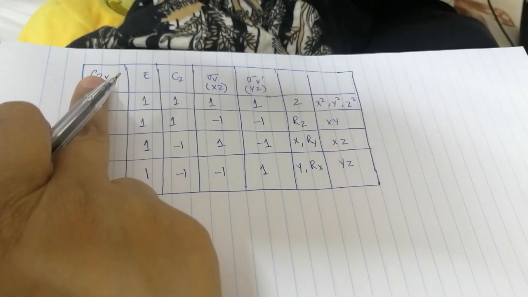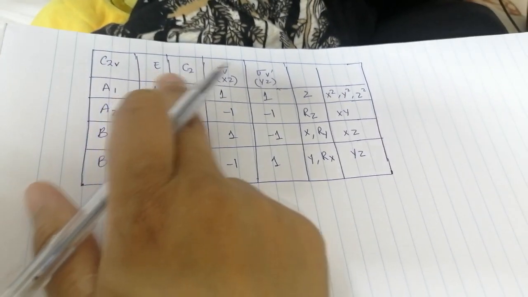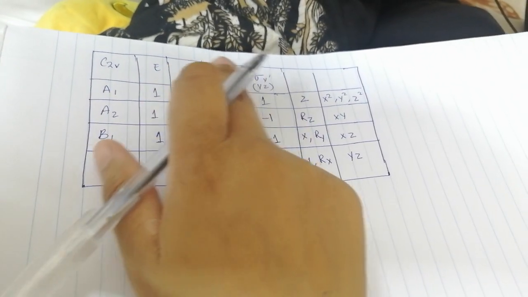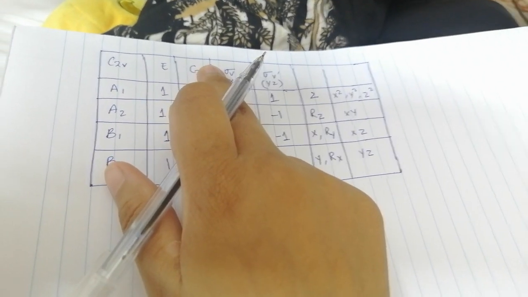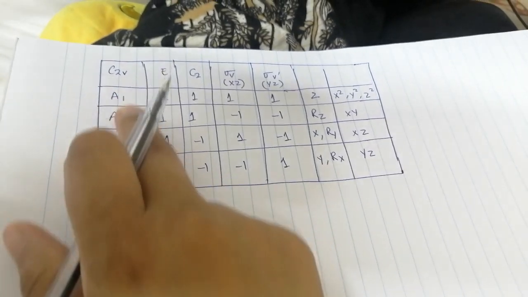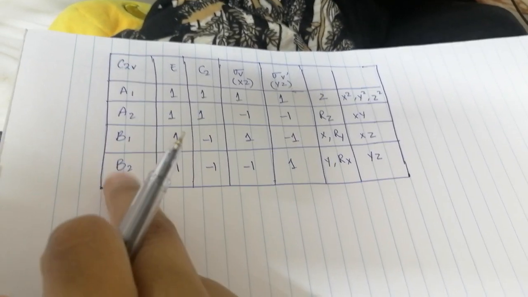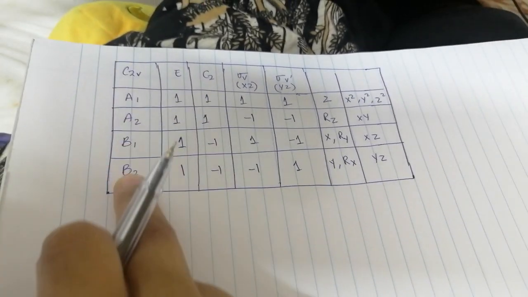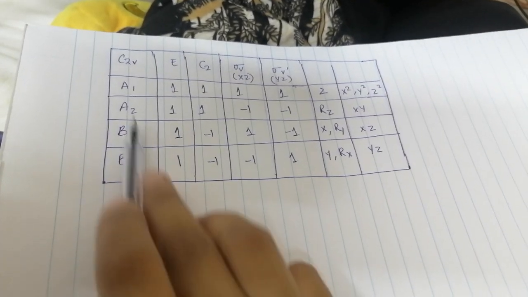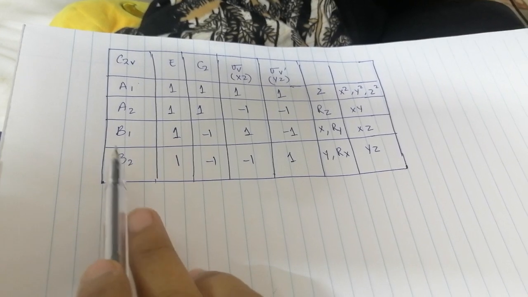Okay, so this one was the point group. These are your symmetry operations arranged in different classes. And then next is this column here: A1, A2, B1, B2. What does this mean? These are your symmetry species.